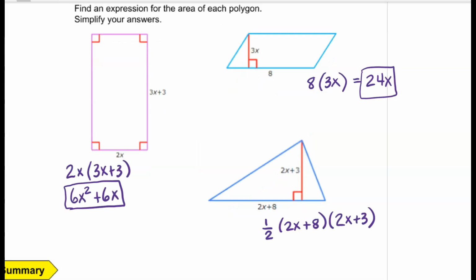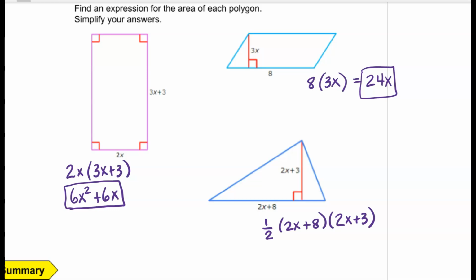For each of the quadrilaterals, we're multiplying the base times the height. So if I have more than one term, then I put that in parentheses, like my 3x plus 3. So in the first example, I'm distributing the 2x through the group 3x plus 3, and an expression for the area that's simplified is 6x squared plus 6x. If I look at this polygon up here, it's a quadrilateral, so my formula is still base times height, so 8 times 3x. This is a monomial times a monomial, so we just multiply the number parts together, and then there's only one factor of x, so our answer is 24x.